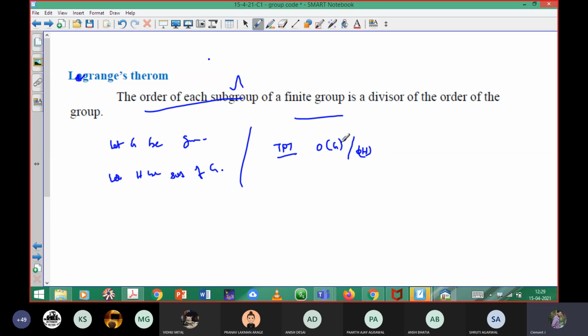Okay, you have already come across the definition of order. What is the definition of order? The number of elements in the group. Good. The number of elements in the group, that is called the order of the group. So there you need to count the number of elements in H. That is the value of the order.